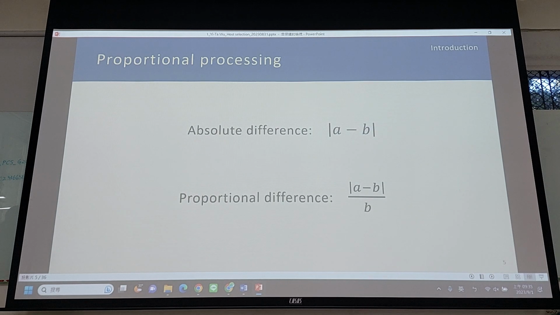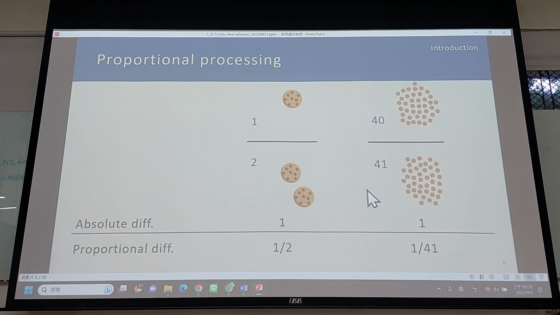When we want to tell the difference between two quantifiable things, we usually come up with the absolute difference, which is one quantity minus another. But there's another common concept in our brain: proportional differences. It's the absolute difference divided by one of the quantities. Look at the biscuits. Both of the absolute differences are 1. But if we look at the proportional differences, one is a half and the other is 1/11. So you can see the proportional differences are different. And if you are using the proportional differences to tell how they differ, you are using proportional processing.